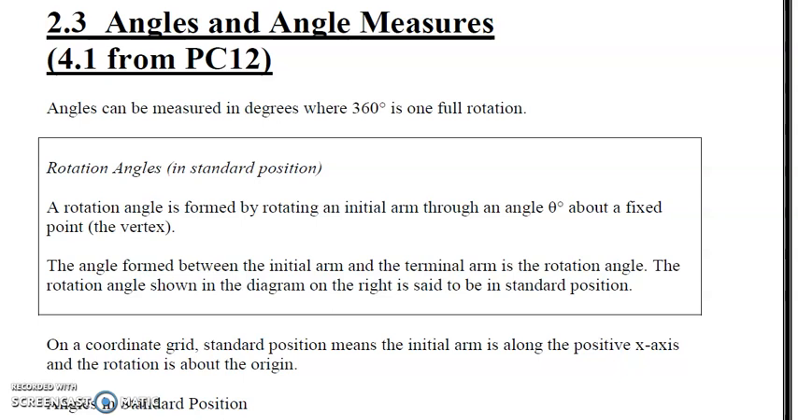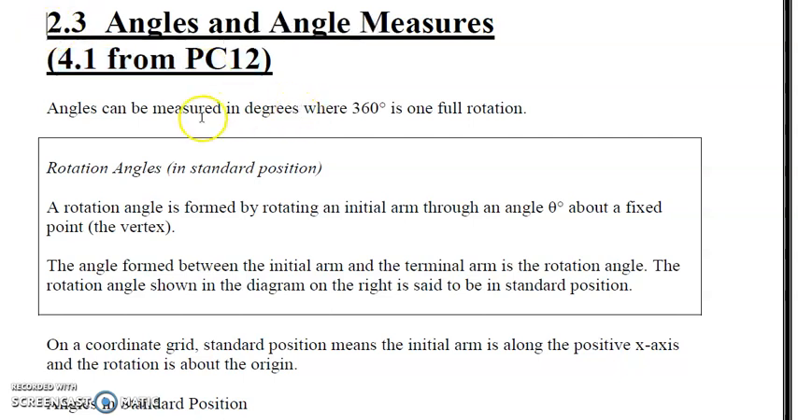Hello everybody, welcome back. Today we're looking at 2.3, angles and angle measures. These outcomes have been moved from Pre-Cal 12 to Pre-Cal 11. So these are in your textbook on Pre-Cal 12. It's 4.1 from Pre-Cal 12, but we just call it 2.3 to continue with Chapter 2 for trig.